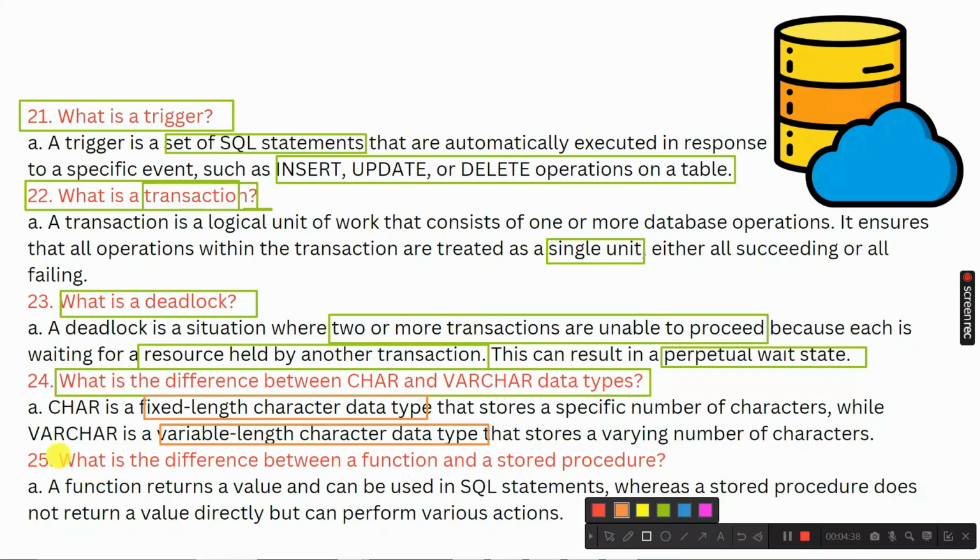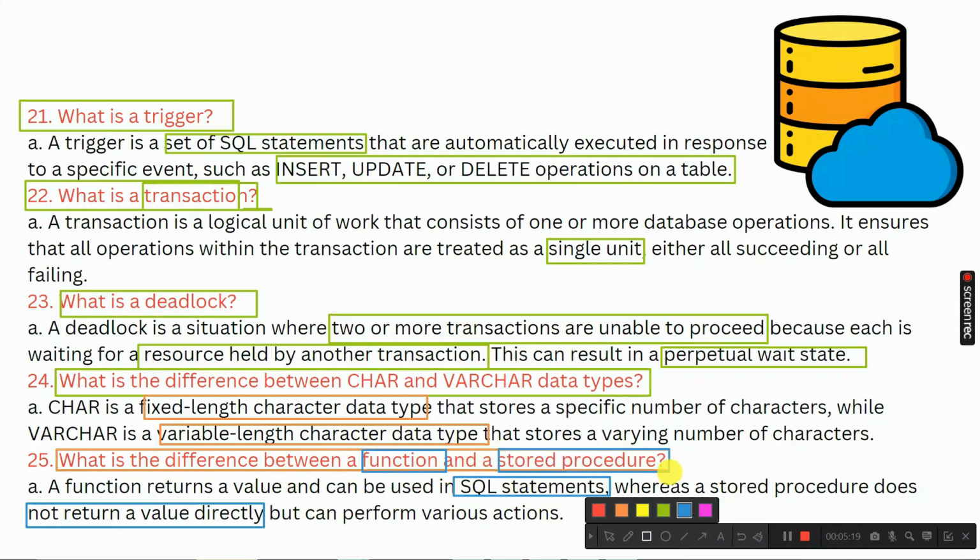Alright. Then the next question is, what is the difference between functions and stored procedures in SQL? So the answer is, a function returns a value and it can be used in SQL statements, whereas a stored procedure does not return a value directly, but it can perform various actions. Alright, so this is the difference between functions and stored procedures in SQL.